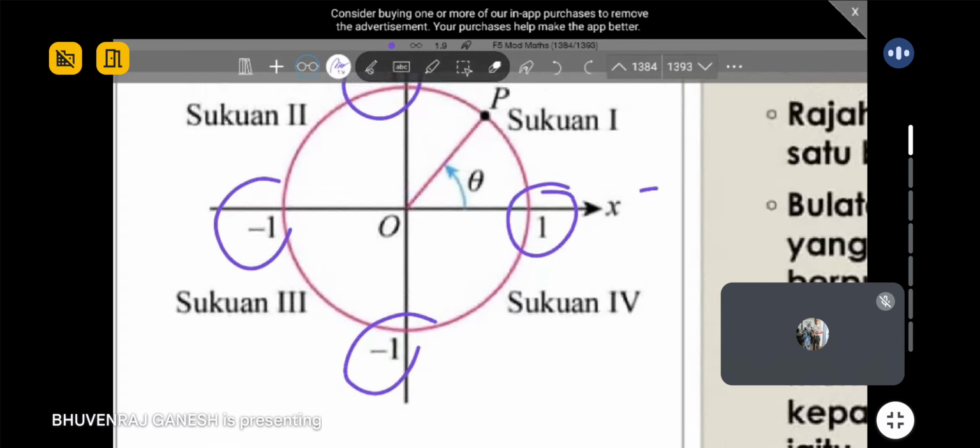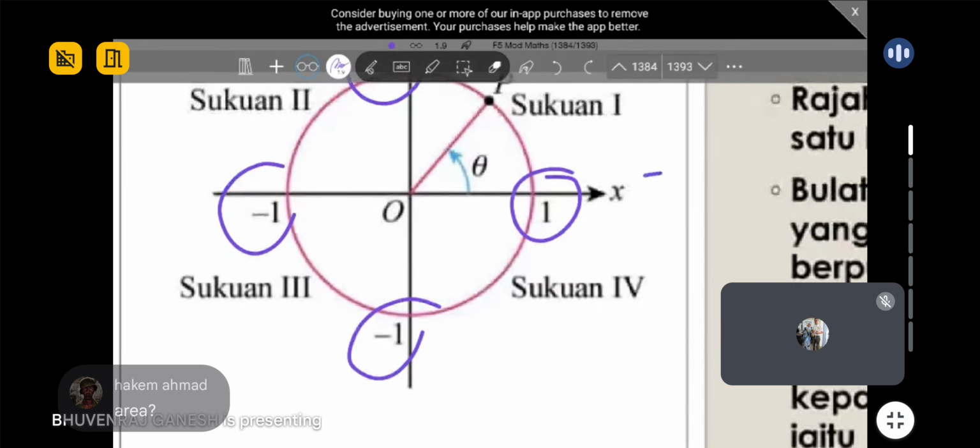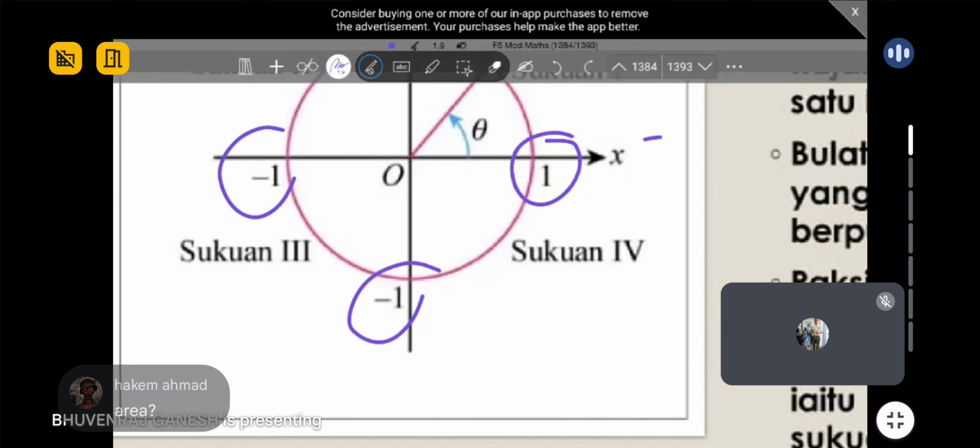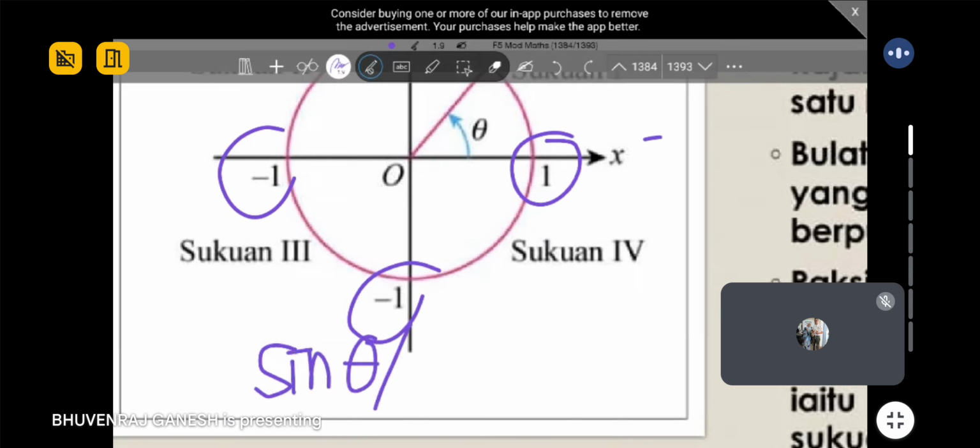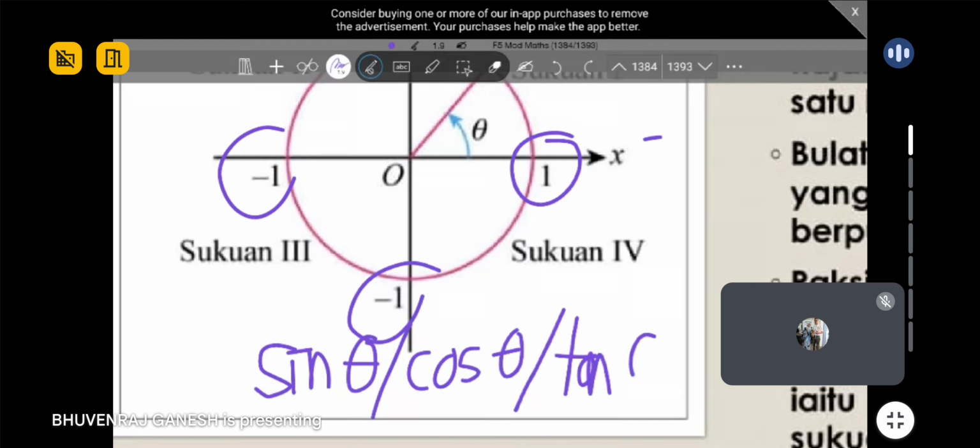Okay, dia ada satu sebab. So the main reason is, when we talk about trigo, right guys? Usually we got not area. Trigo kita ada tiga fungsi dalam modern maths. In modern maths we have three trigo functions: sine, cos, tangent.